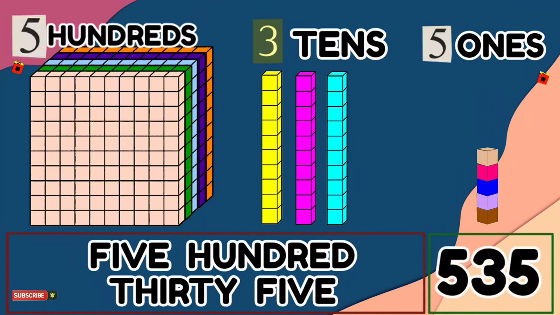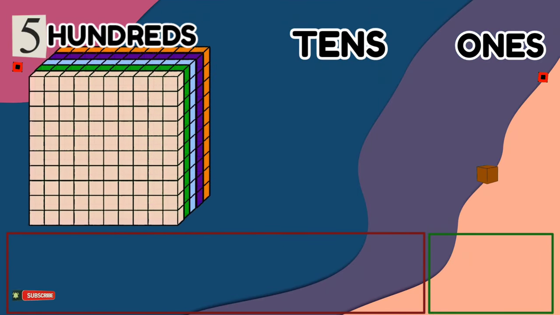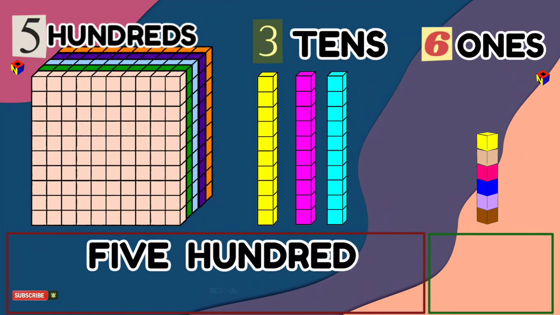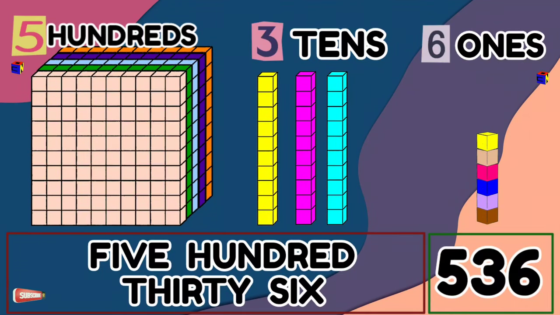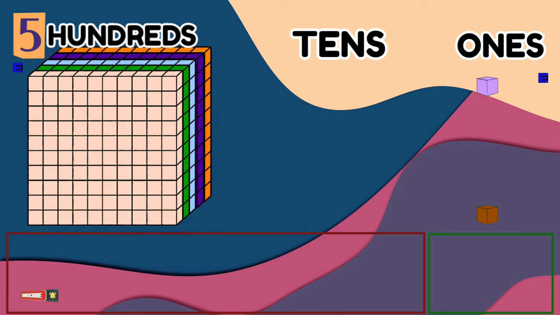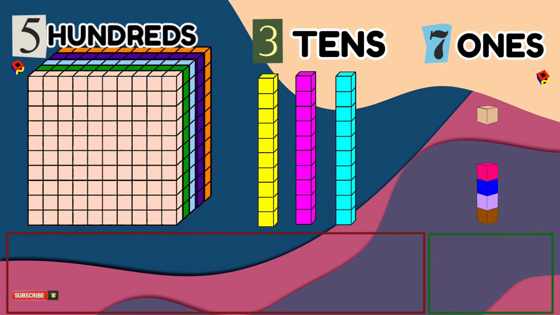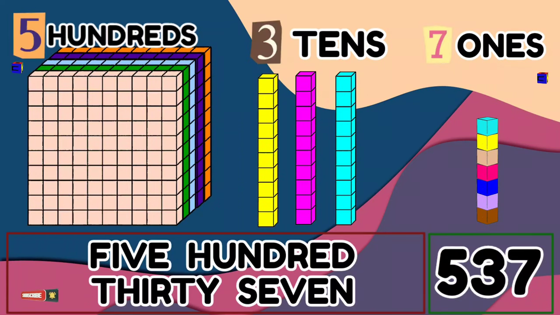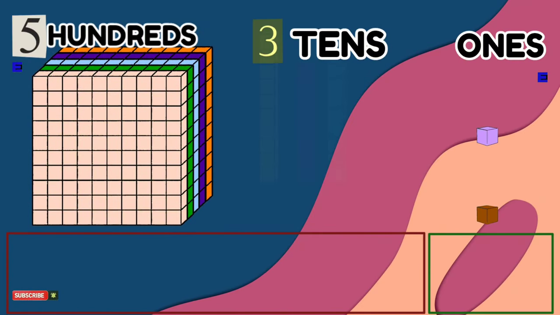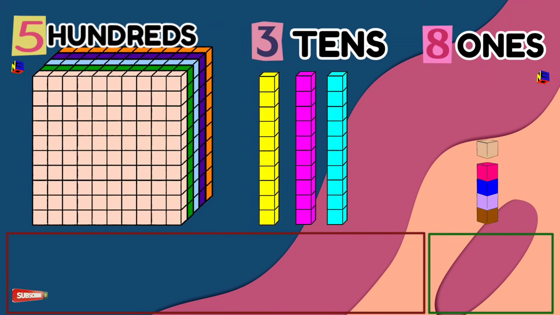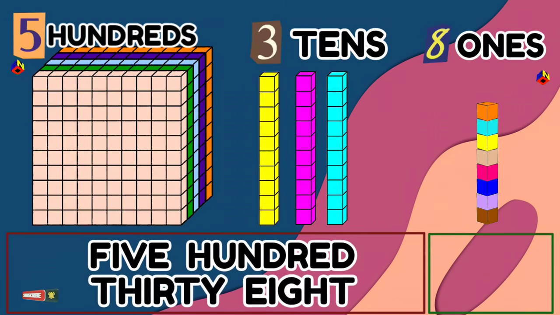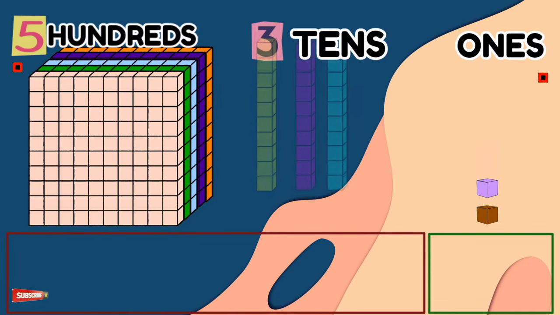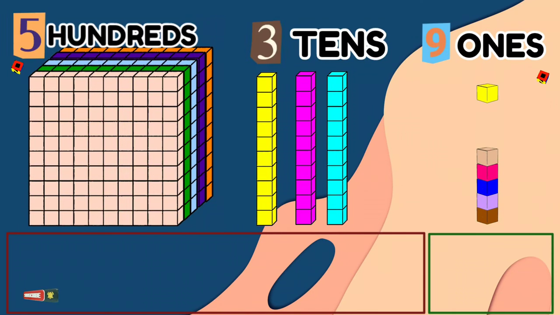535. 5 hundreds, 3 tens, and 6 ones is 536. 536. 5 hundreds, 3 tens, and 7 ones is 537. 537. 5 hundreds, 3 tens, and 8 ones is 538. 538. 5 hundreds, 3 tens, and 9 ones is 539.